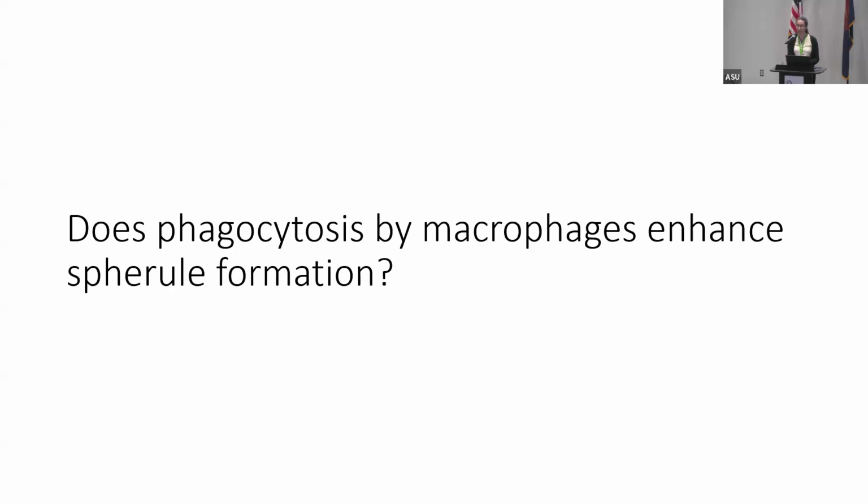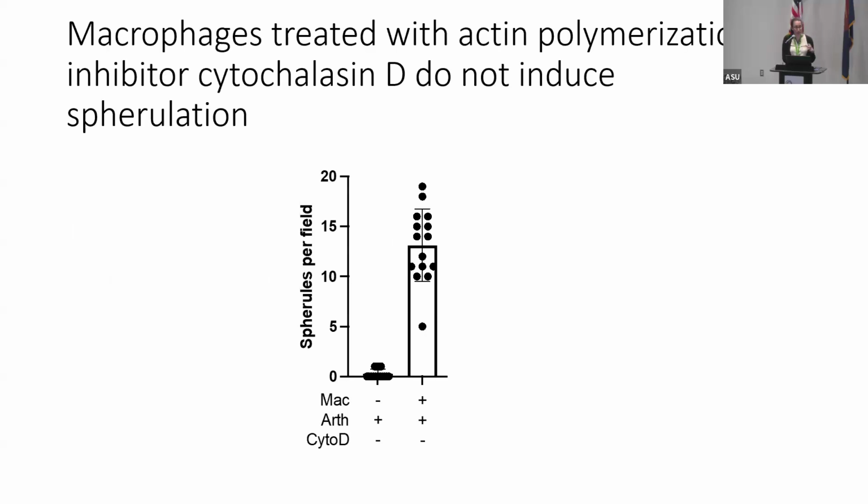So my question was, is it really the phagocytosis by macrophages which is enhancing the spherule formation? Is it sensing that intracellular environment that is able to do this? I've shown before that arthroconidia are very well phagocytosed by macrophages. So I used an inhibitor of actin polymerization called cytochalasin D to see if by inhibiting polymerization and inhibiting phagocytosis, I could change the outcome.